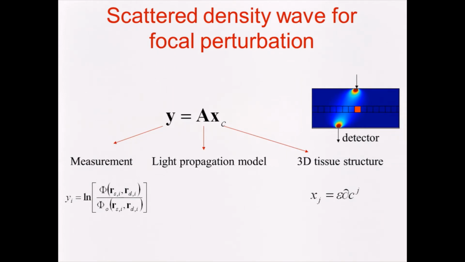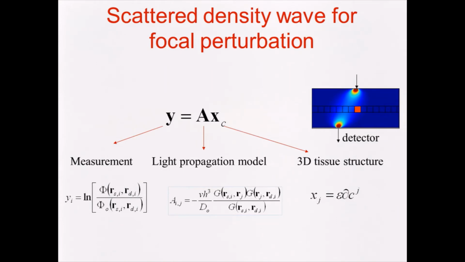X is also relatively simple. It's the 3D tissue structure you're trying to image. In this case, I'm just considering differential concentration of a fluorophore throughout a tissue volume. This is listed as a one-dimensional vector, but really it's a three-dimensional space that we've unwrapped into a one-dimensional vector.